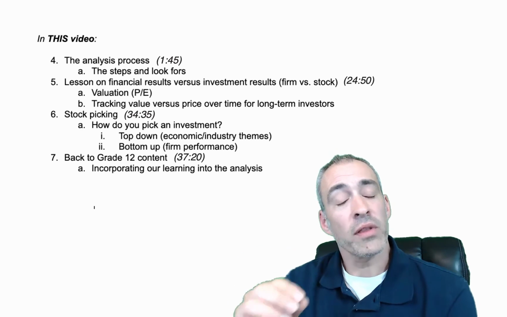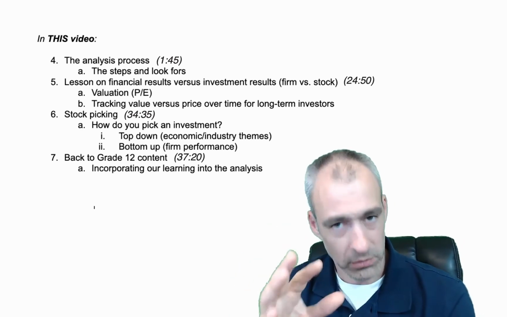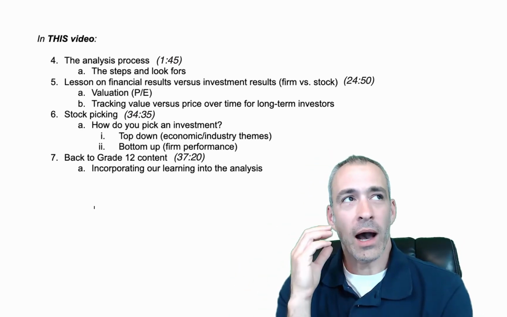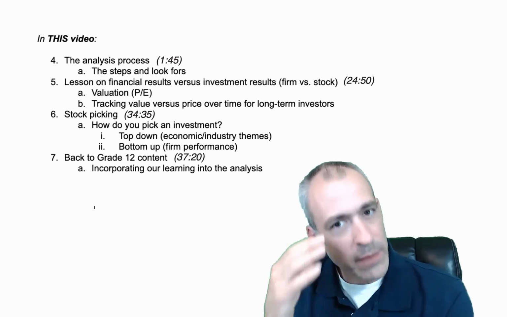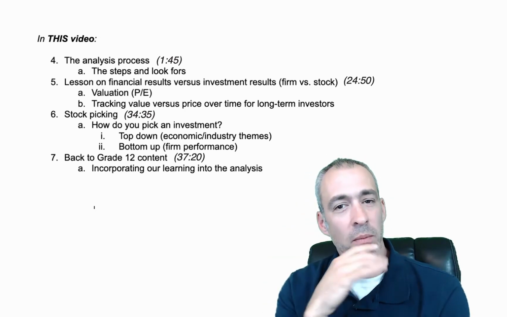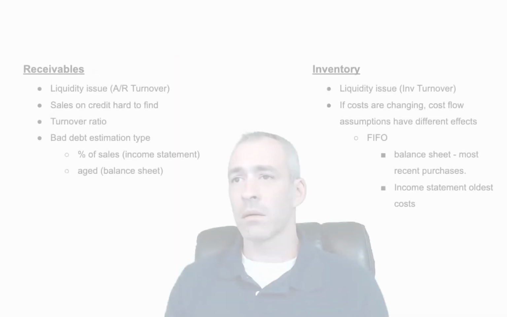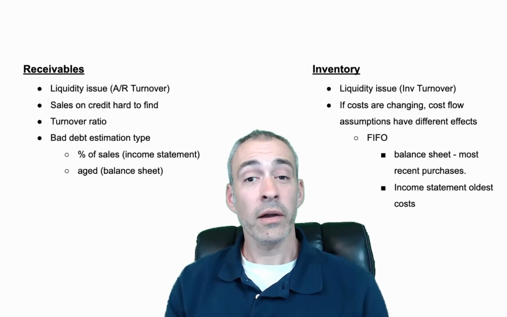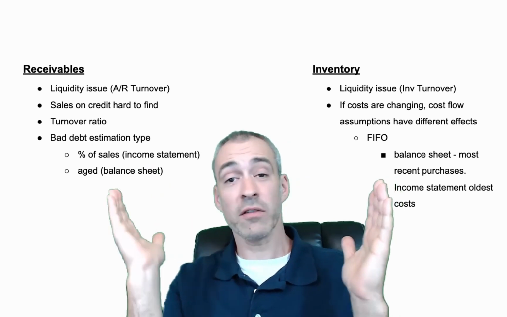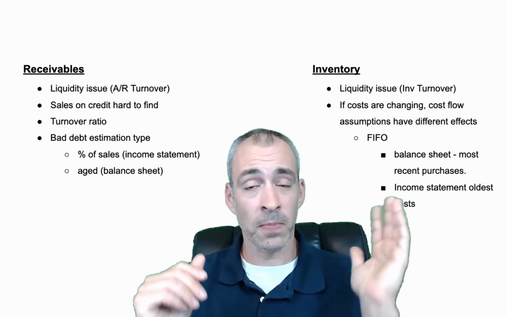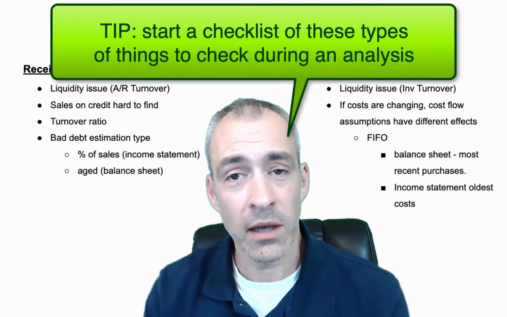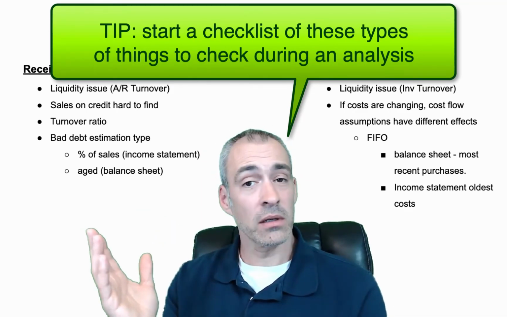And can we incorporate the types? I'm not going to do it for you because I want you to try it. But let's talk about the types of things you can start to incorporate based on what we've already learned. Okay, so here I am with receivables on one side and inventory on the other. So what types of things that we've learned about in these topics can we mention?